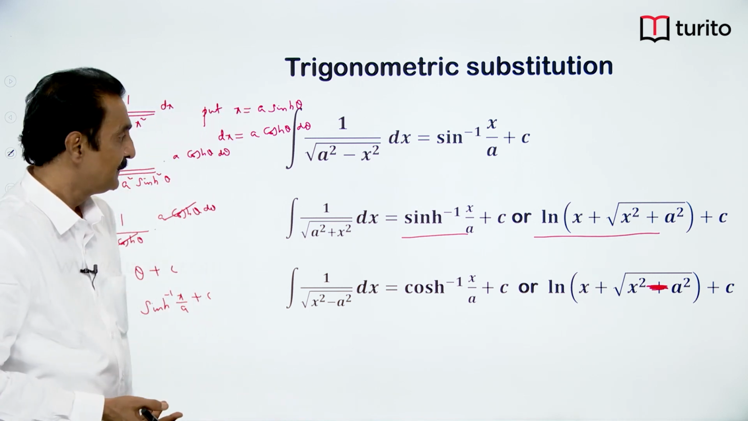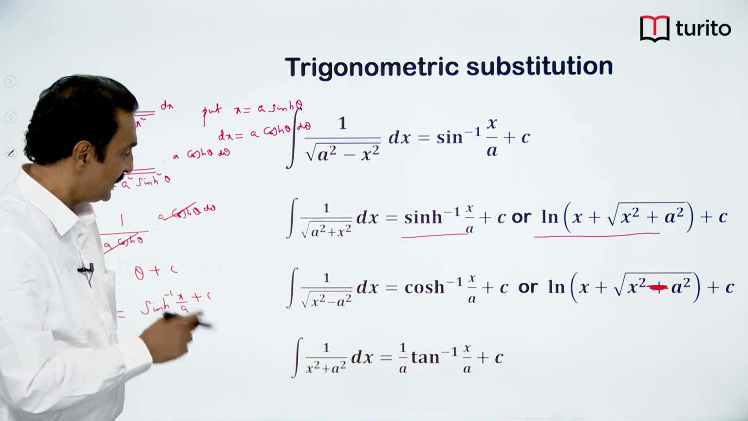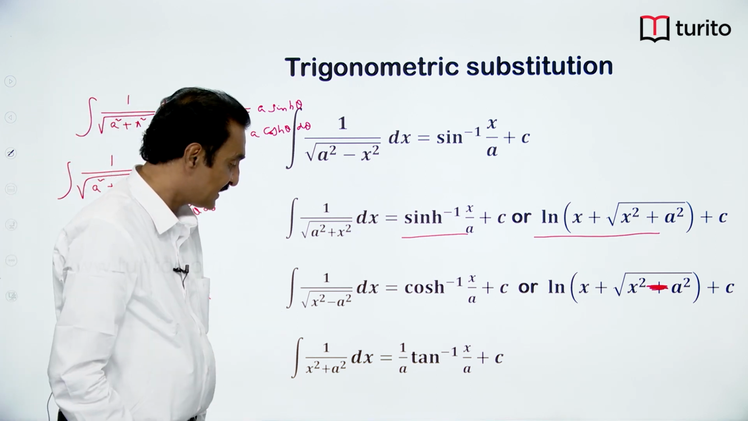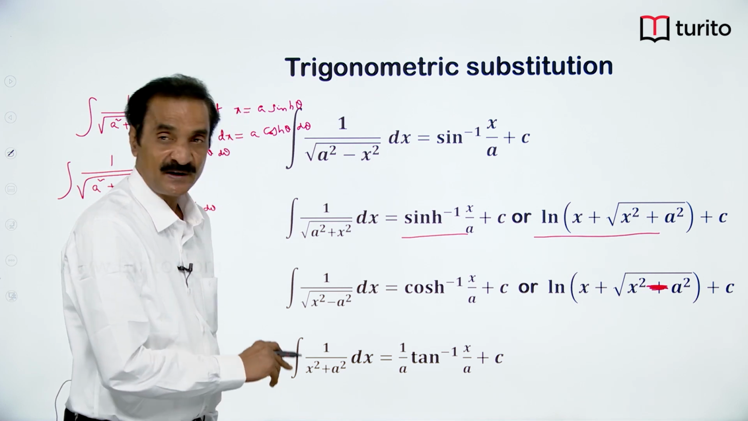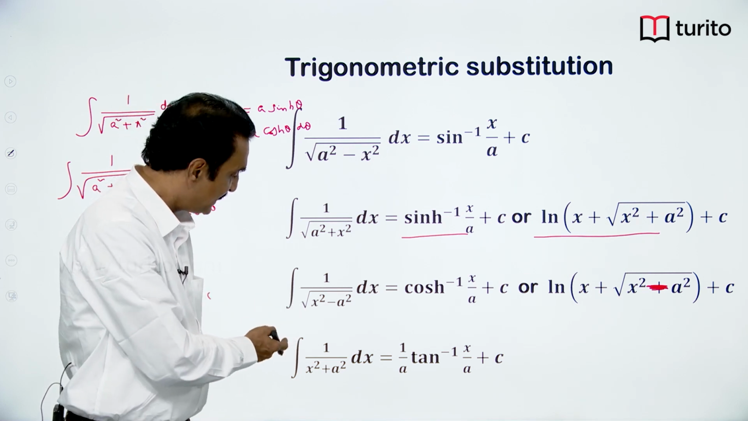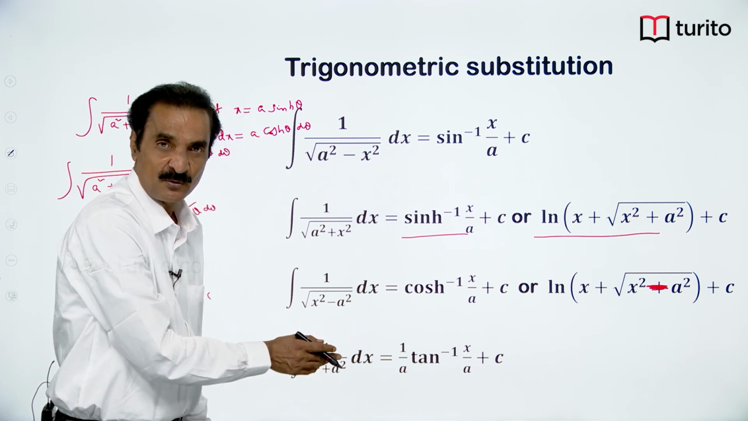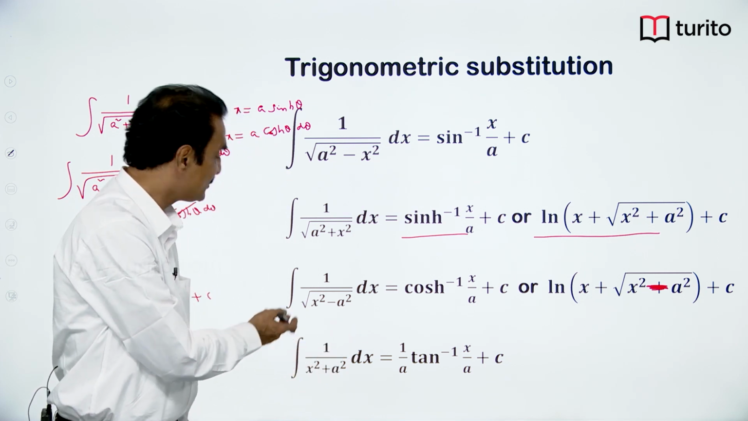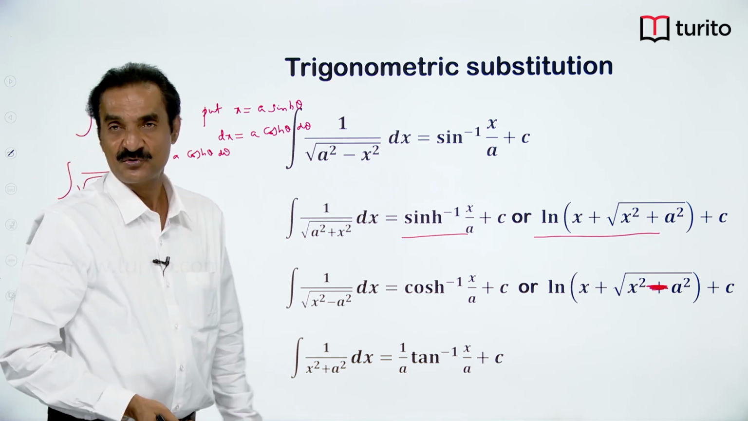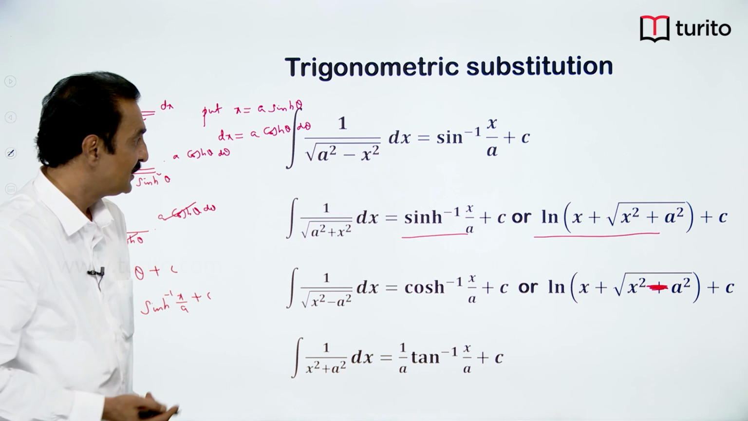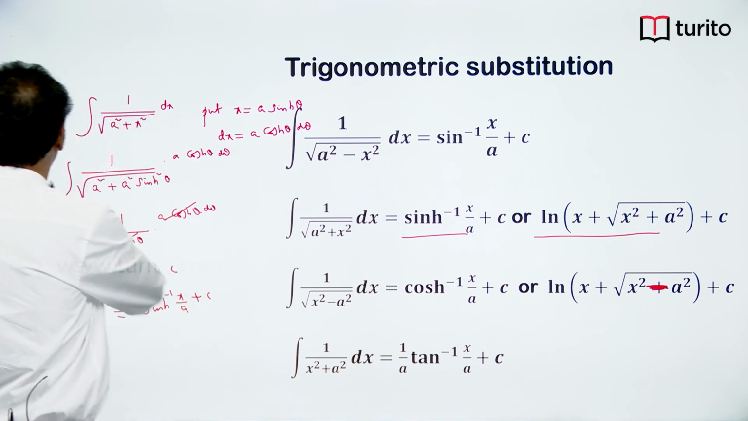Okay. Now, I have already explained this. Integral of 1 by x square plus a square dx is equal to 1 by a tan inverse x by a, and I have already proved by taking a square common, we have proved this result. It can also be proved by trigonometric substitution, putting x is equal to a tan theta.